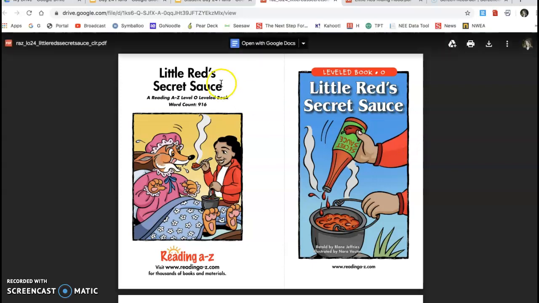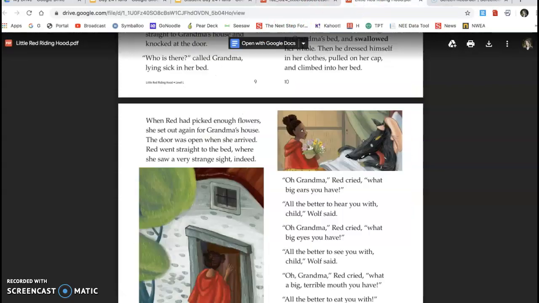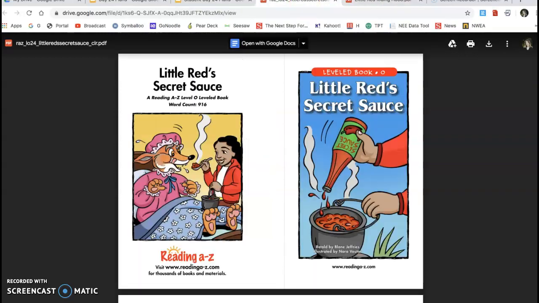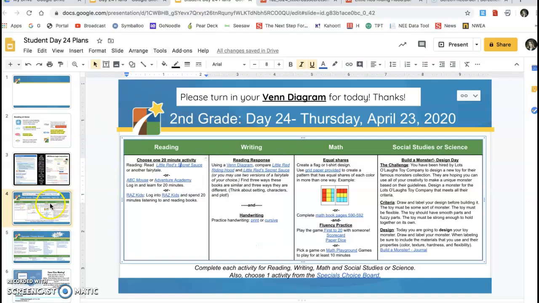So go ahead, and I'm going to have you, after I say all this, go ahead and hit pause and get started. If you need to read both stories, read both. If you just read this one, but whenever you're finished, I want you to be ready to move right into our Venn diagram for writing today. So I'm going to have you go ahead and hit pause, go to slide 4, and get reading.